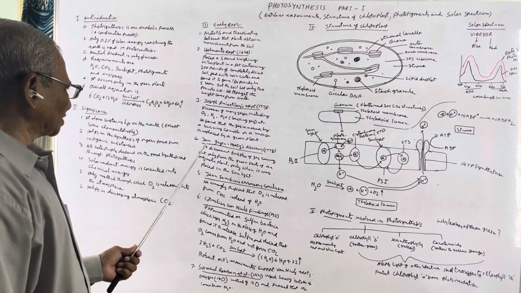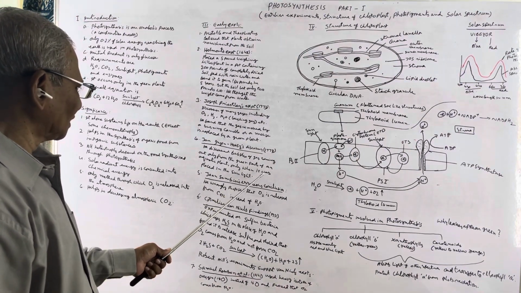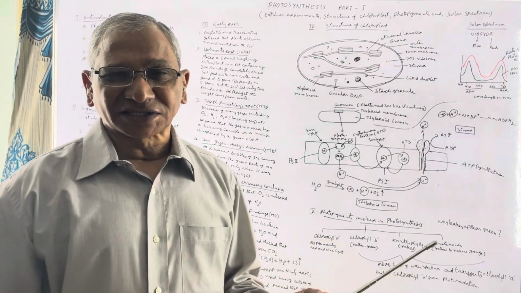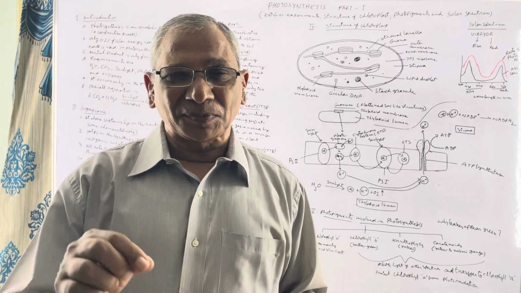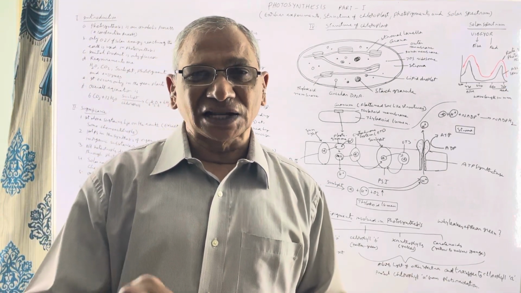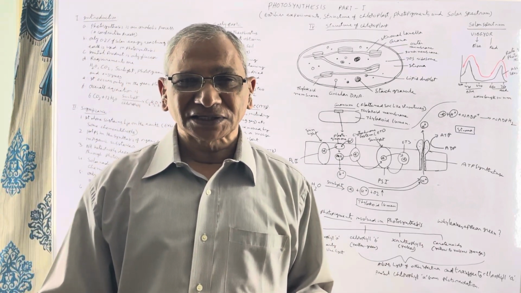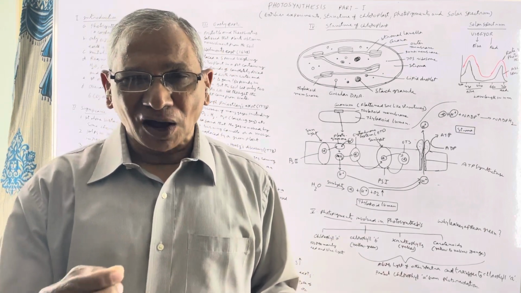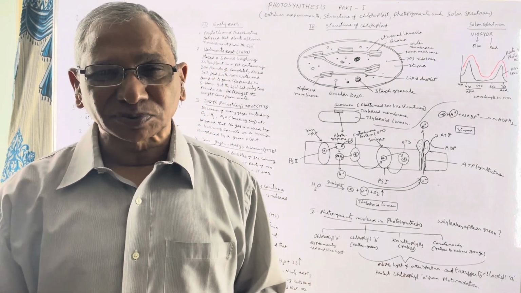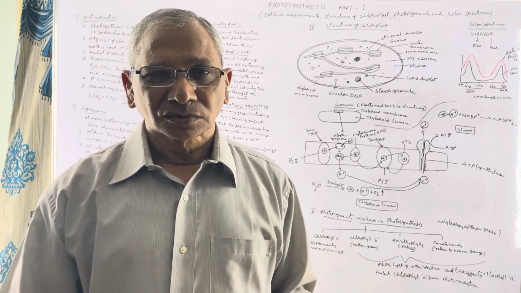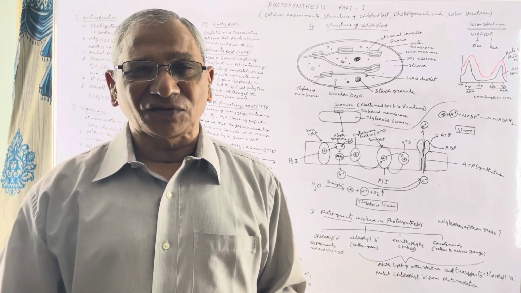Then comes Jan Ingenhousz's discovery in 1778. He did another interesting experiment. He placed a green aquatic plant in the sunlight and found that small bubbles were evolving, or forming, around the green substance, that is chlorophyll. From this experiment, what he showed was that sunlight is necessary for photosynthesis.